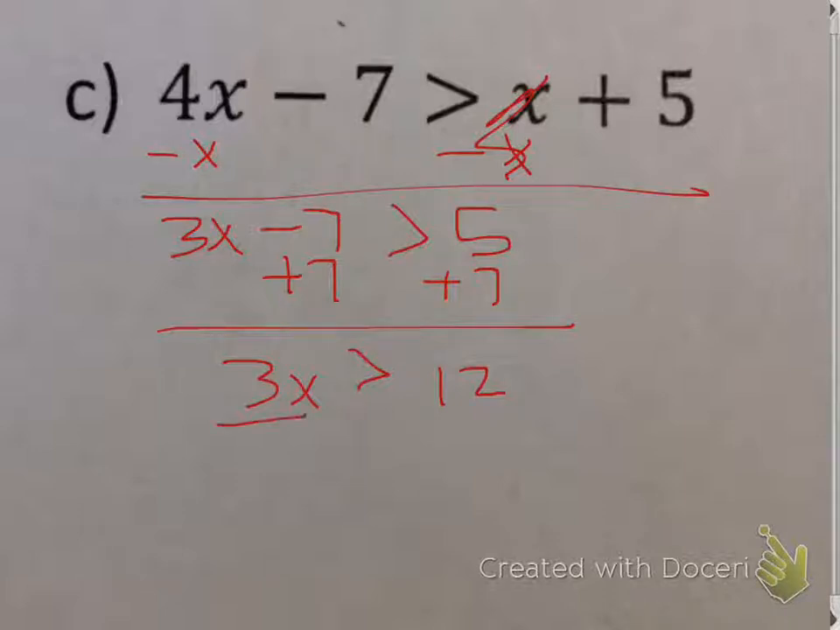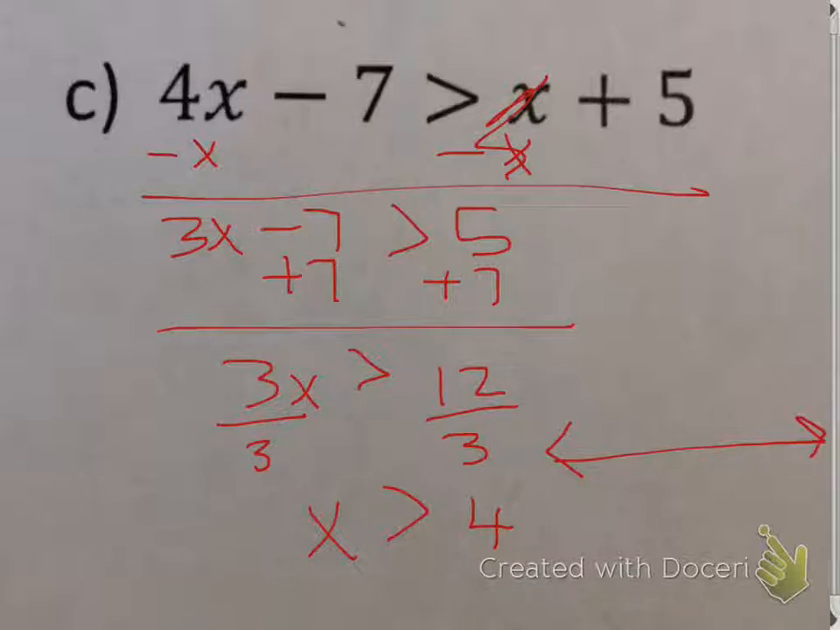3 times x, to get rid of the 3, I have to divide both sides by 3. So I get x is greater than 4 because 12 divided by 3 is 4. Again, I guess I forgot to graph that last one for you, so let me remind you how we're going to graph that. If we're here at 4, this would be 5, 3. You can put lots of numbers or just a few.